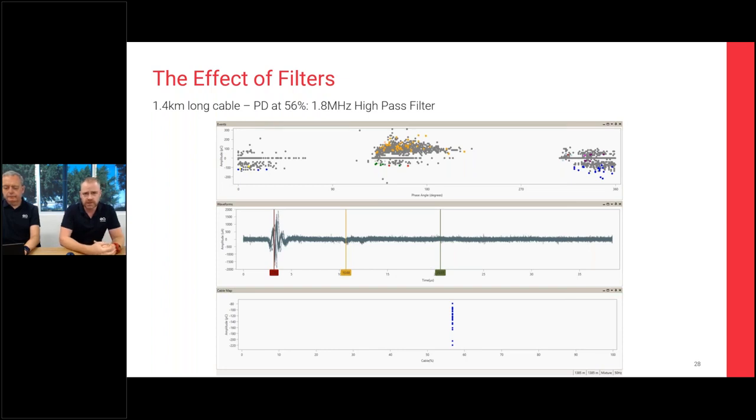So it's quite fortunate on this cable that there wasn't much noise around, and the PD signals themselves were quite strong. So even if there was noise around, the PD signals are stronger, so our instruments captured that quite well. So those three filters, unfiltered, 500 kilohertz and 1.8 megahertz, can also be applied with your UltraTEV +2 device, and we always advise capturing all three filters every single time to give yourself the best data and the best chance of finding PD.